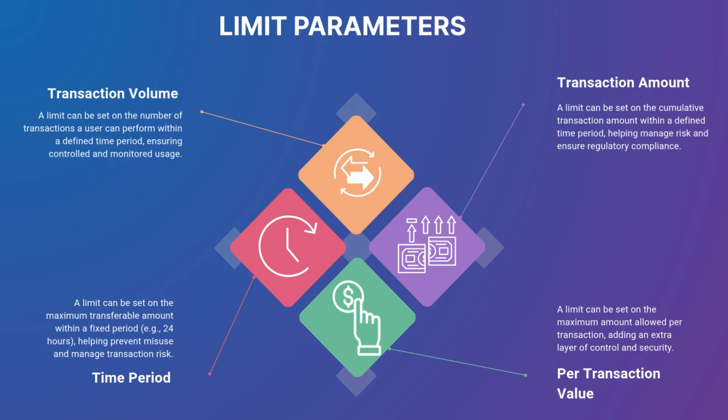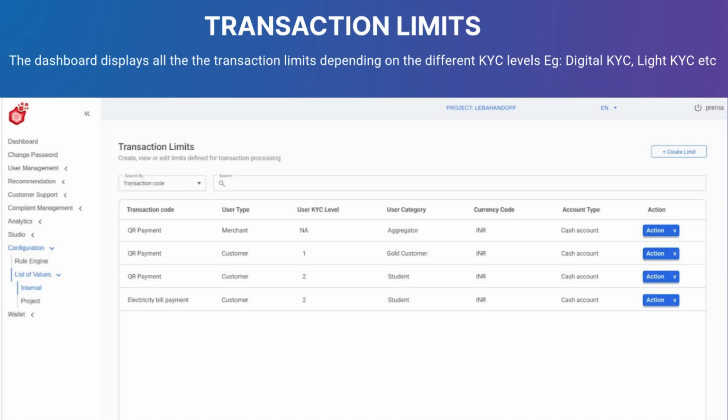Transaction volume places a limit on the number of transactions a user can perform in a defined time frame, such as per day, per week, or per month. For example, you could restrict a user to a maximum of 10 transactions per day to prevent misuse or bot-like activity. Transaction amount refers to a limit on the total monetary value transacted within a given time window. Per transaction value defines the maximum allowed value for any single transaction. Let's now look at transaction limits.